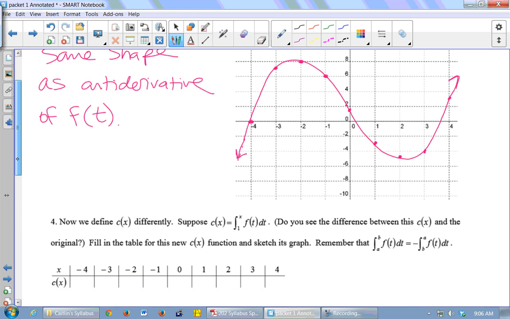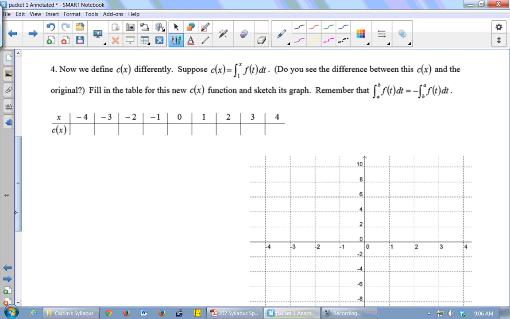Right? All right, so now I'm going to define c of x a little bit differently. It's still a cumulative area function, but this time I'm always going to start at 1 instead of at negative 4. Find the area from 1 to x under the function. So that's the difference. The other one started at negative 4. This one starts at 1. Remember, if you want to find the integral from 1 to something before 1, you always switch it so that the smaller number's on the bottom and make it negative if you have to switch it.